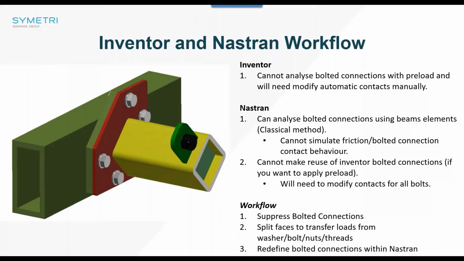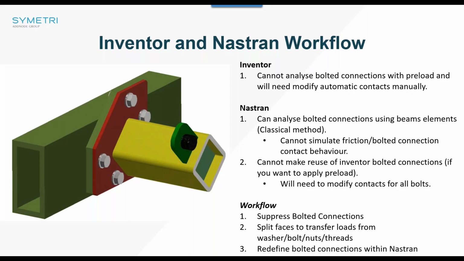Inside Inventor, for example, we can analyze the bolted connections as they are, but we cannot apply a preload, and we would have to create and modify the contacts from bonded to separation, which can take a lot of time, especially when you have lots of bolted connections. In Nastran, we cannot use the bolts with a preload, so we suppress all the bolted connections, and we simply then create a special bolted connection in Nastran. If you are familiar with Nastran, then you'll understand what I'm saying. But yes, you can use the bolted connections, again, like Inventor, but you cannot apply the preload.